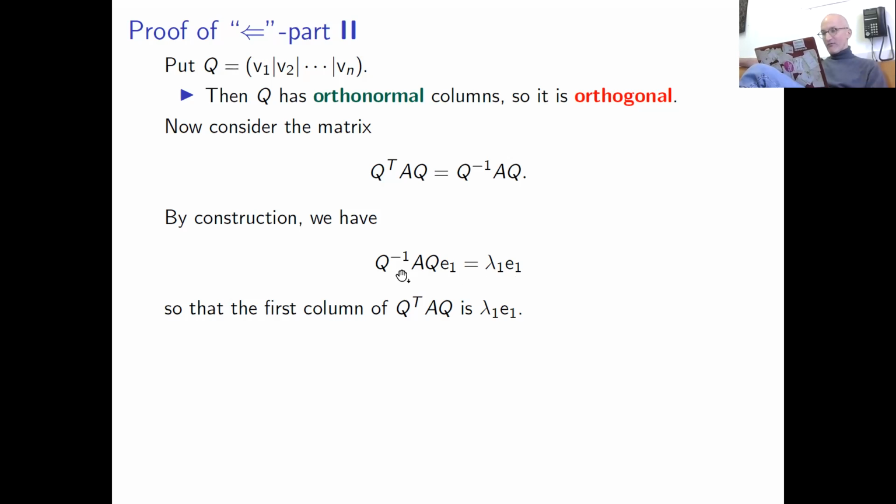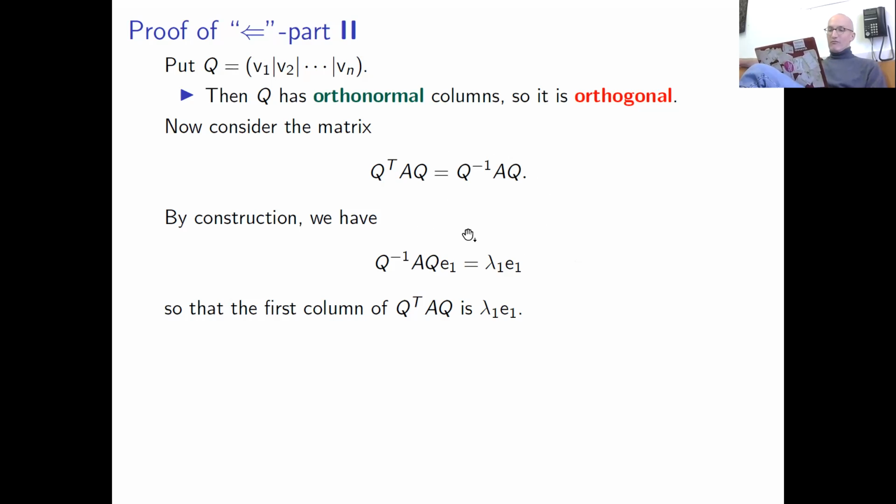Or you can say, if you multiply the inverse of Q by V1, then you get the vector E1. Why? Because Q E1 is V1, so the inverse of Q times V1 is E1. You just multiply. Okay, so we have this. But this basically means that E1 is an eigenvector with eigenvalue lambda 1 of this matrix.